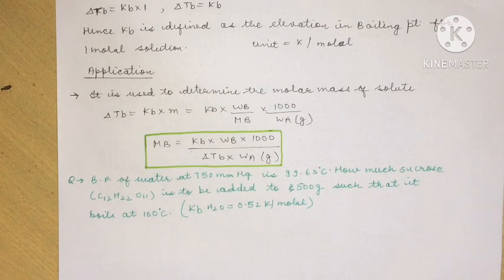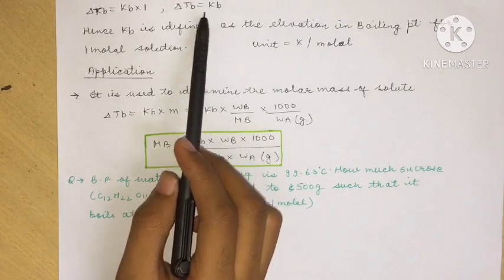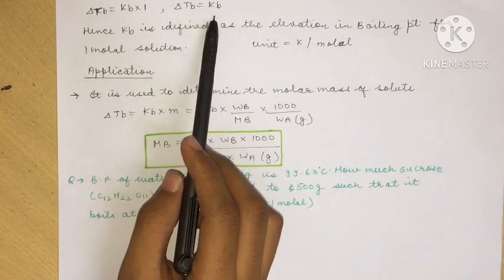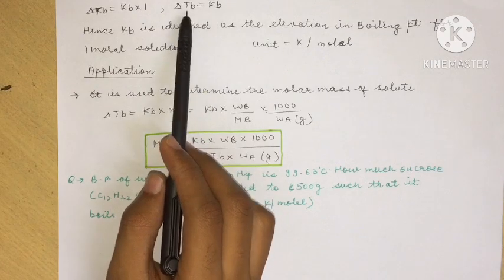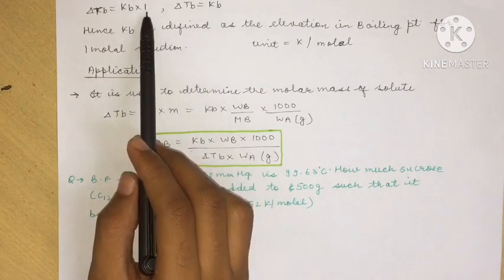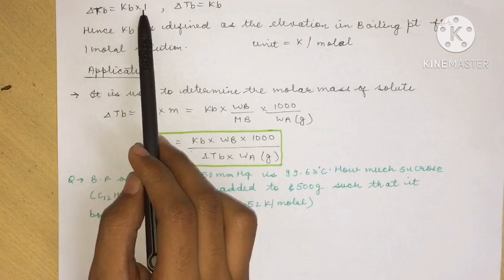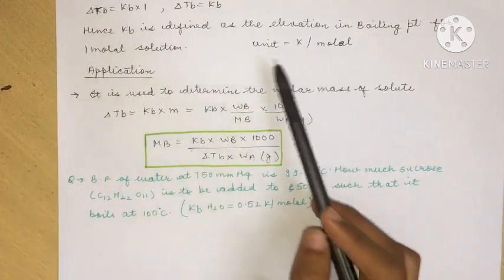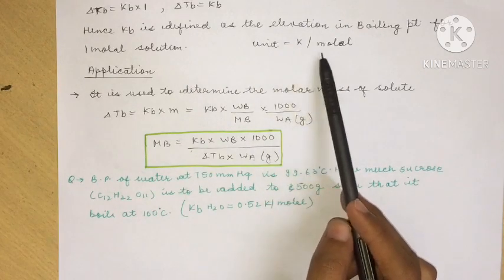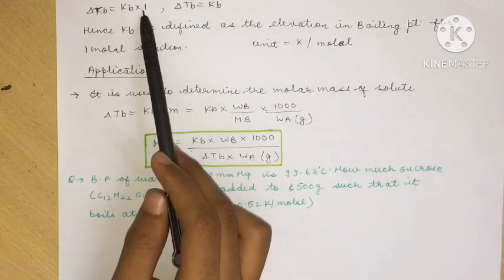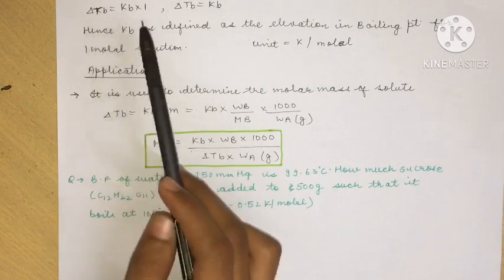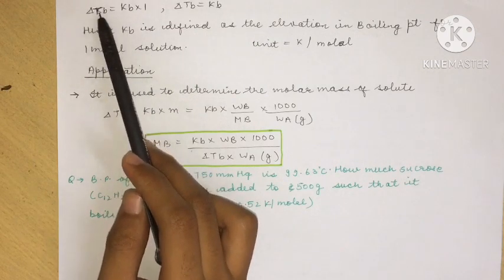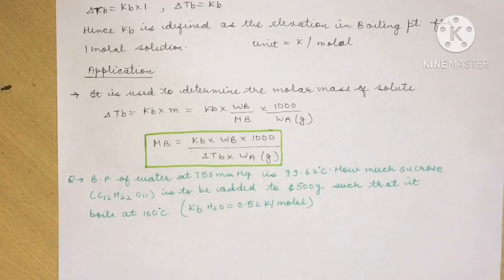Now suppose you are asked to define the molar ebullioscopic constant, what will it be? We can easily write that the molar ebullioscopic constant is defined as the elevation in boiling point for a 1 molar solution, because this term turned into 1. Then we can easily equate these two. The unit of this ebullioscopic constant is Kelvin per molar. Why? Because when we send the molarity term down, the temperature term is Kelvin upon molar.